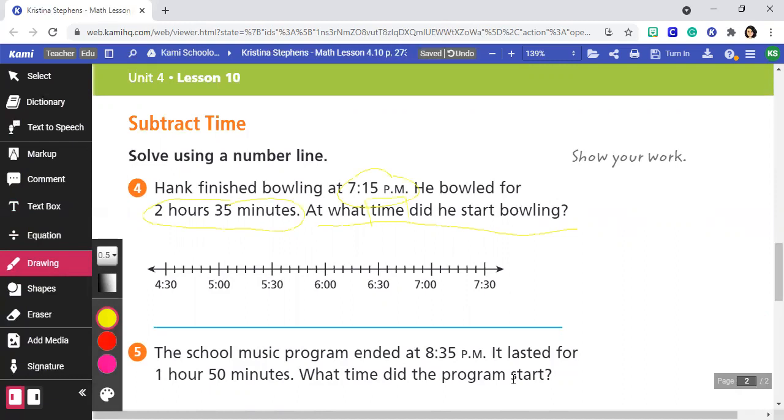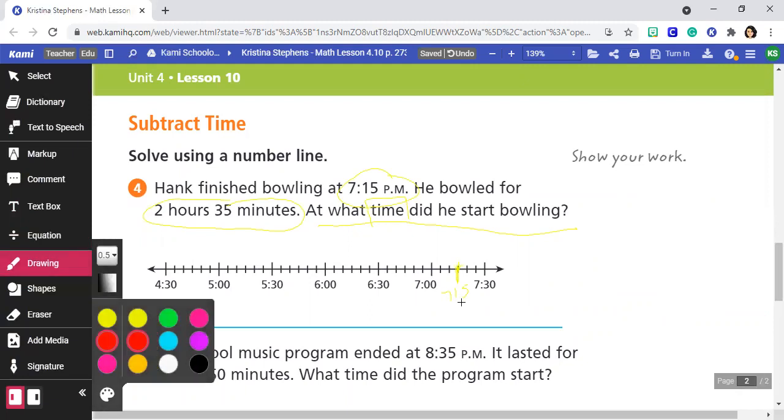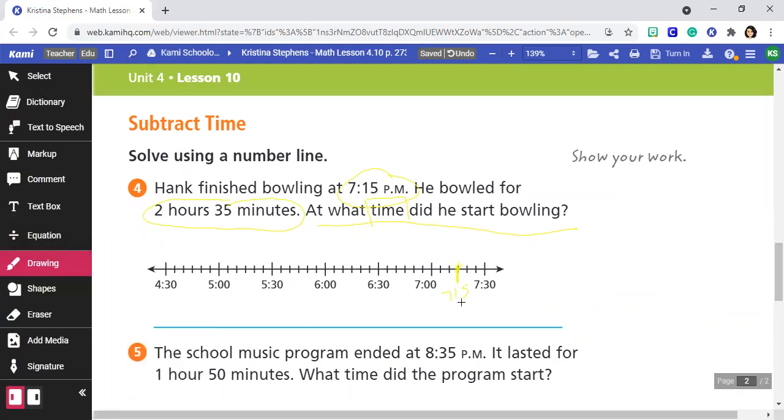Okay, so let's go ahead and find 7:15. Now, I remember that in between each of these larger tick marks, these smaller tick marks here are valued at 5. So I know that 3 groups of 5 is 15. So this right here is where 7:15 is. Now I'm going to go backwards. I think I'm going to switch colors. Yellow isn't showing up so hot for me. He bowled for 2 hours, 35 minutes. Well, I'm going to go backwards 2 hours.